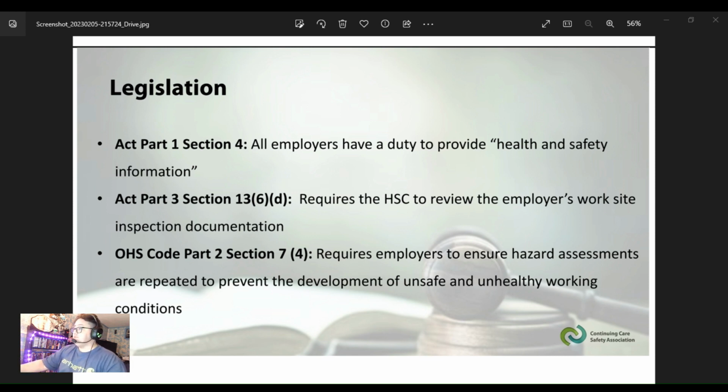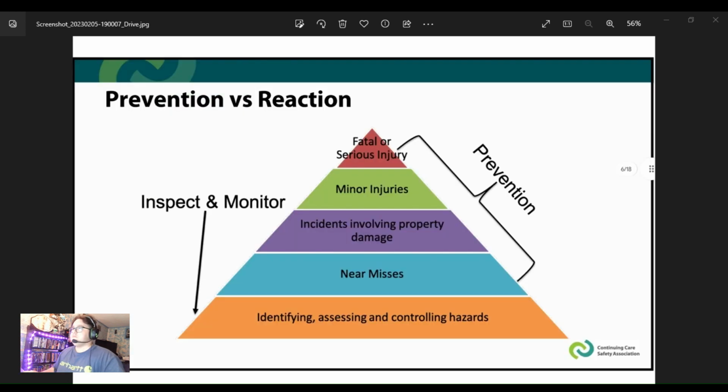We have Code Part 2, Hazard Elimination and Control, Section 7, that requires employers to ensure hazard assessments are repeated to prevent the development of unsafe, unhealthy working conditions. There are other examples within the legislation, but as seen by these three, worksite inspections are an important activity within any health and safety program.